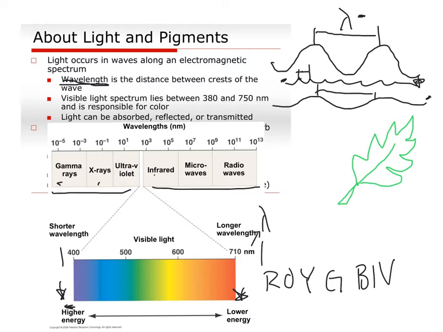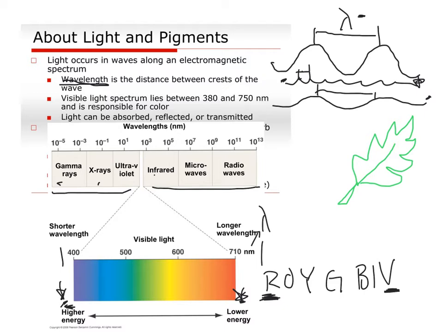But this is actually the reverse. This is the longest wavelength in red and the shortest in violet. So it's actually the reverse of the way the red would be here and the violet would be here, so it's reverse of how you see it written out when we write out the colors of the rainbow. All right, so the red wavelengths are the longest wavelengths. They have the least energy. The violet wavelengths are the shortest, and they have the most energy.